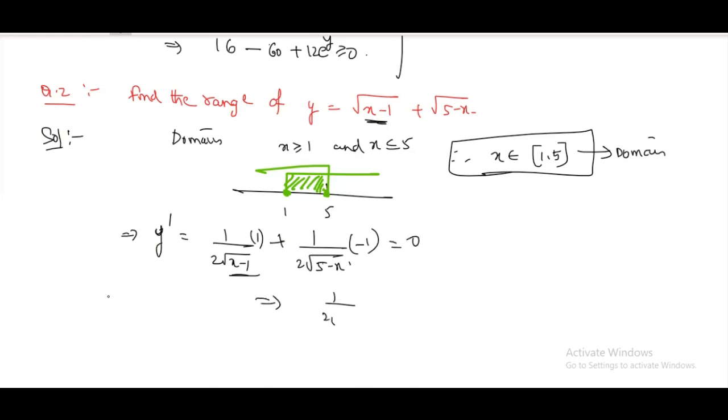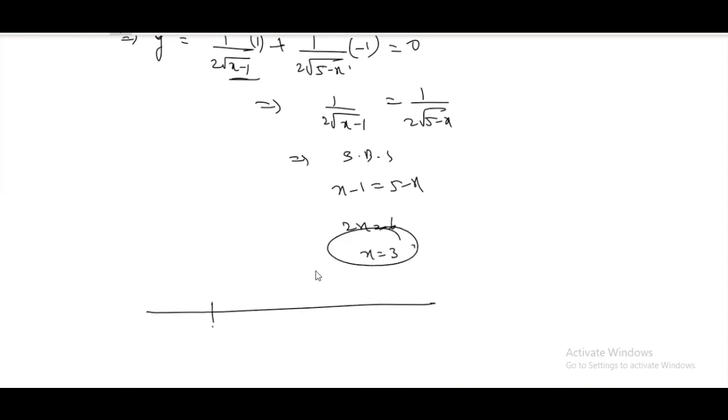So this is 1 by 2 root x minus 1, equal to 1 by 2 root 5 minus x. If you take into the numerator and square both sides, you'll get x minus 1 is equal to 5 minus x. So 2x is equal to 6, x is equal to 3, we got. So if you draw a number line, this is 1, this is 3, this is 5.